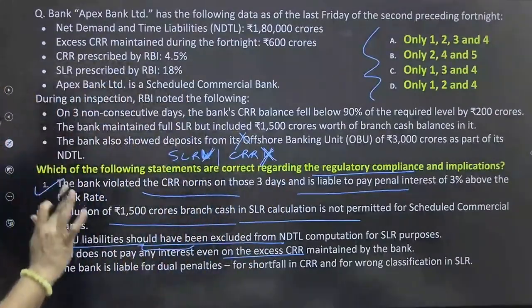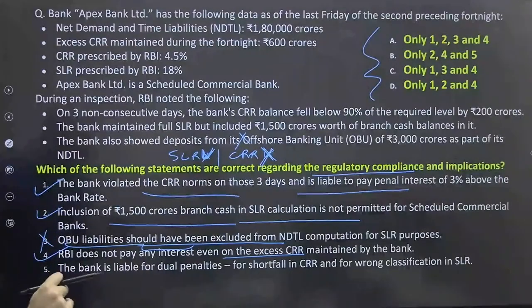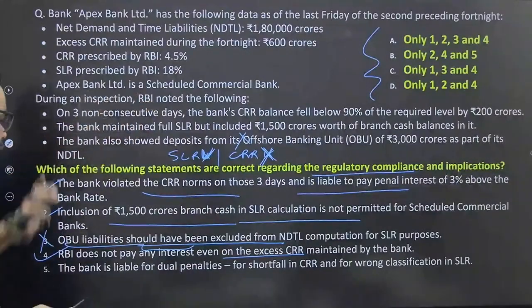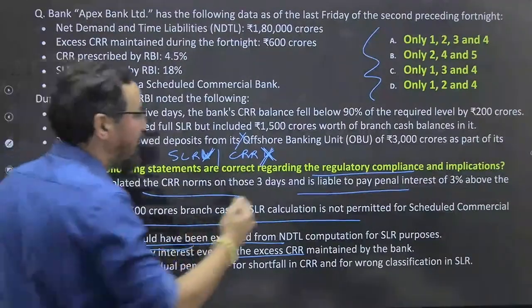As I can recall this point, the bank is liable for dual penalties for shortfall in CRR and wrong classification in SLR. Statement 5 is also wrong. They will be liable only for the shortfall, not for the wrong calculations. So 5 should be wrong. So 1 to 4 is what we have to find out in this case, the true statements. 1 to 4, that means option D.